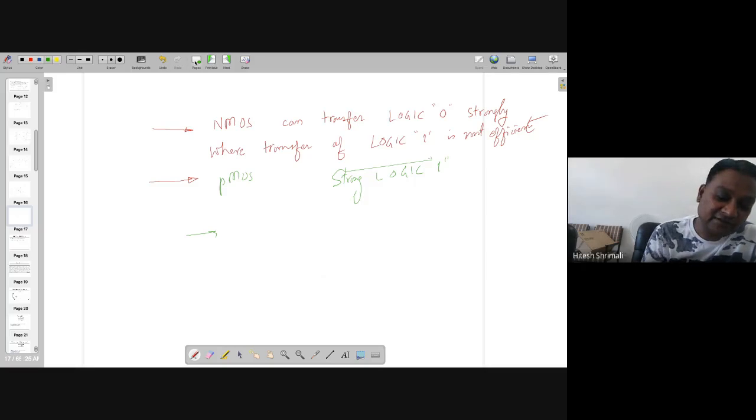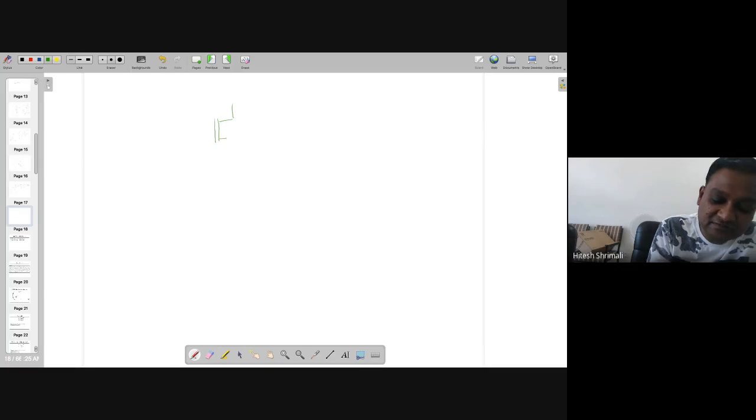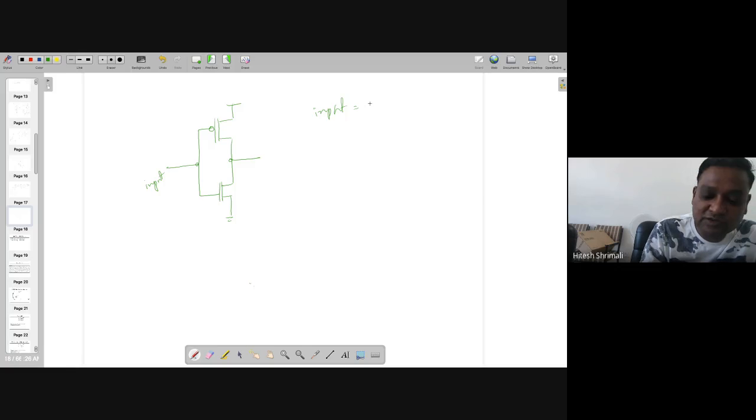By considering this fact, if I draw this circuit, I know that when I'm giving input equal to 0, this becomes on, so output is equal to VDD, whereas when input equal to VDD, this is off, this is VDD, this is 0 volt, and output is equal to 0.